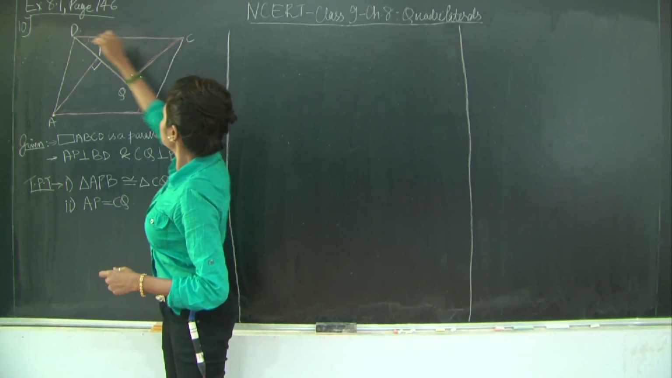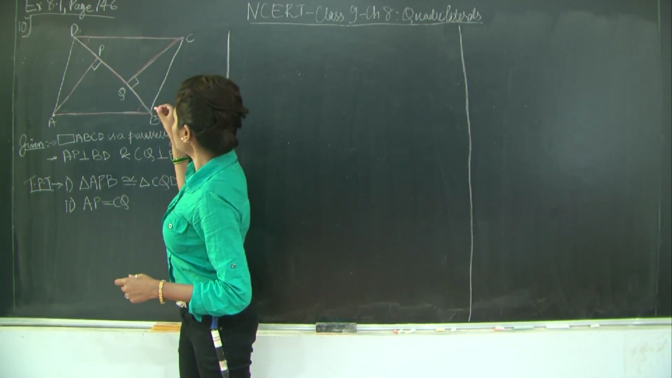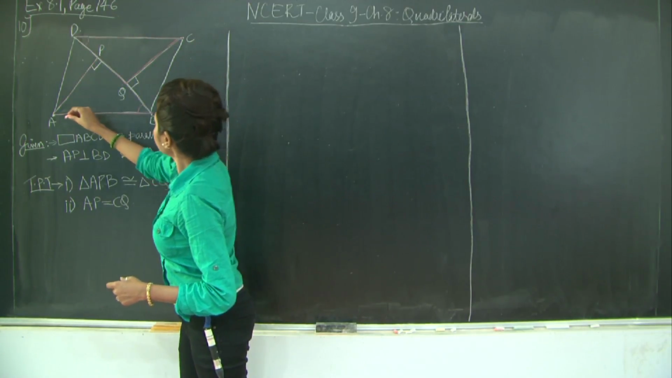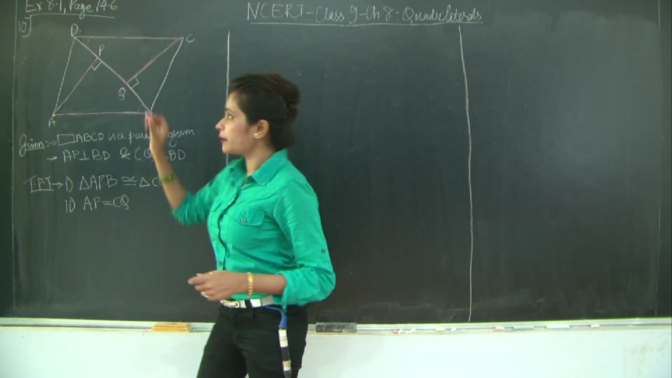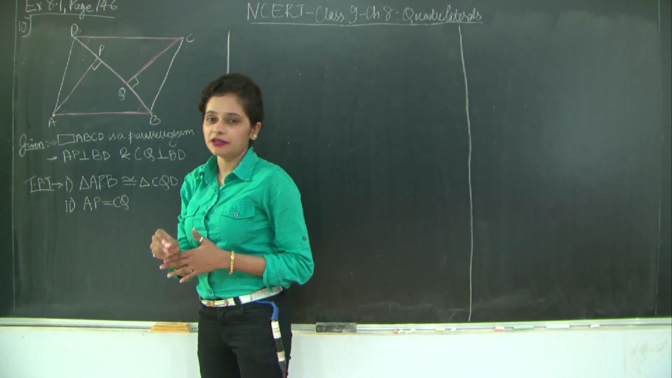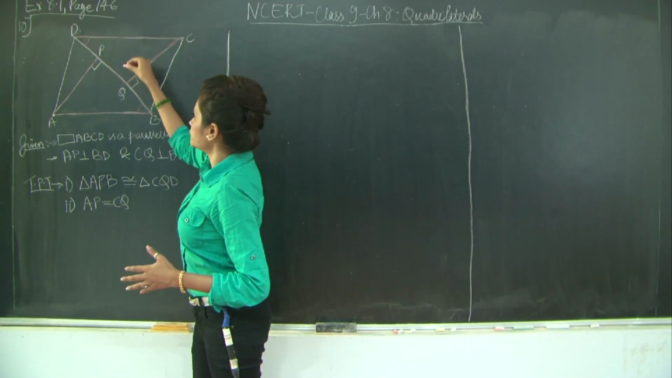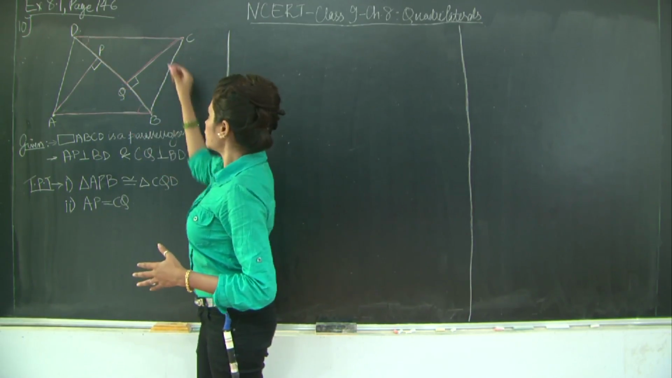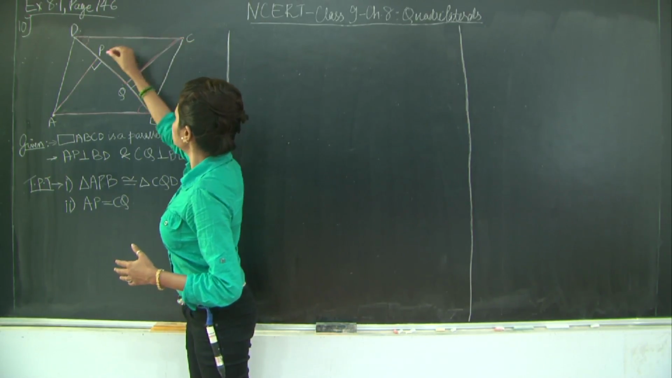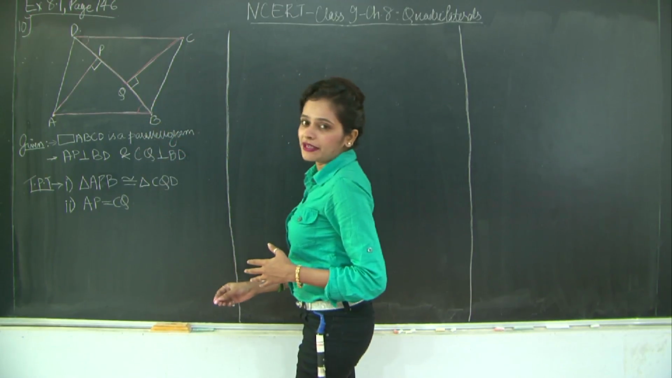So, angle CDQ is equal to, first of all, we will say angle CDB is equal to angle ABD. Why? Because AB is parallel to CD and we have the transversal DB. But we need it for these two triangles, right? DCQ. So, instead of saying angle CDB, I will say angle CDQ because Q lies on the line segment BD.